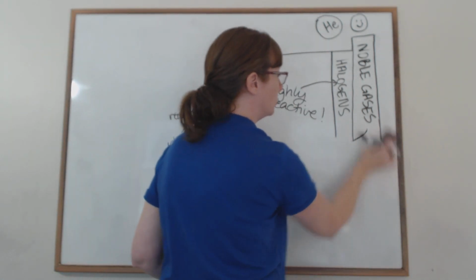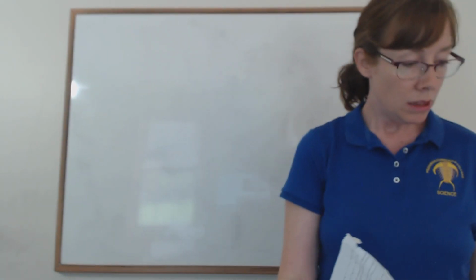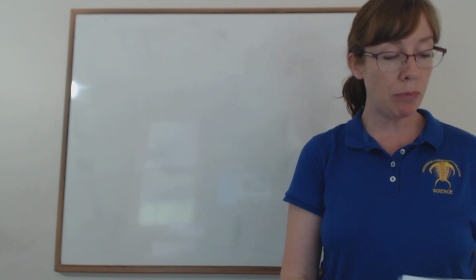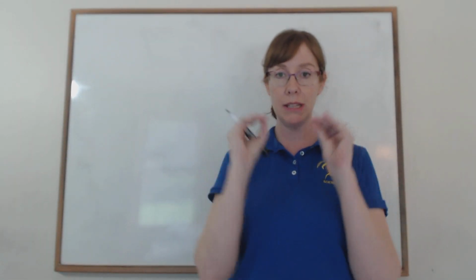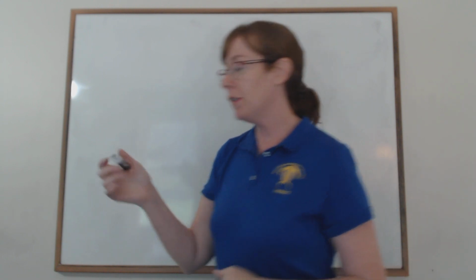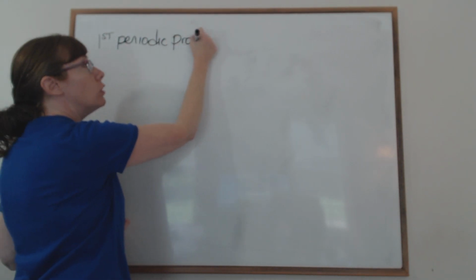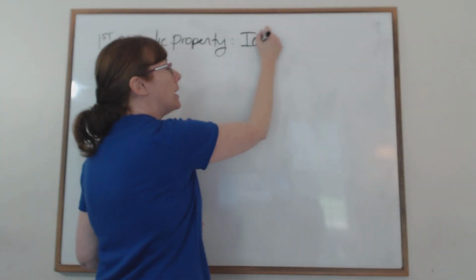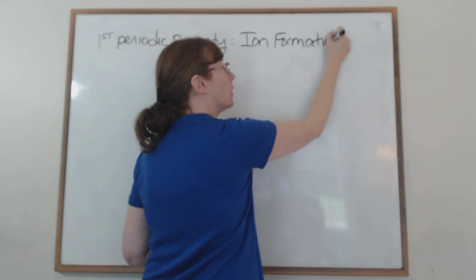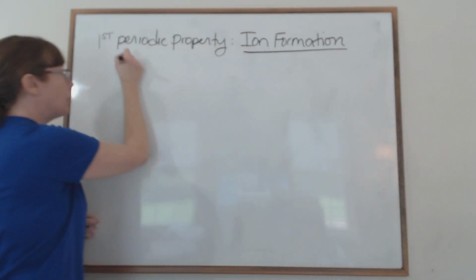Now, moving on to the first periodic property that we want to start having in our arsenal so that we can start using it in the next chapter when we begin to talk about compounds and their names and kind of what ones form and stuff like that. The first periodic property that we want to memorize, so to speak, is ion formation. So let me go ahead and give you kind of the key point here.